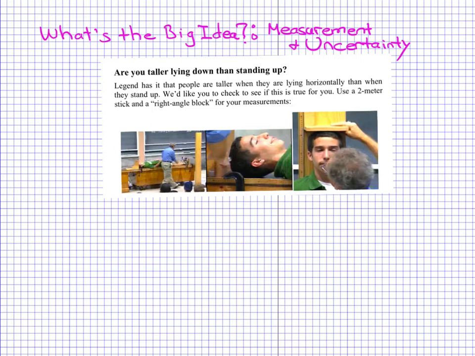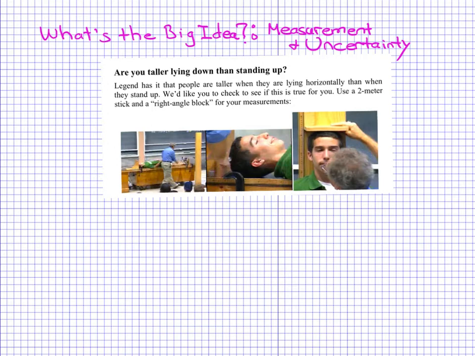This is an experiment that sometimes we do when we're in person in the Physics 107 labs. There's a legend. My grandmother used to tell me that I would be taller when I was lying down than when I was standing up. So the question is, is that true? Can we design an experiment to test that?